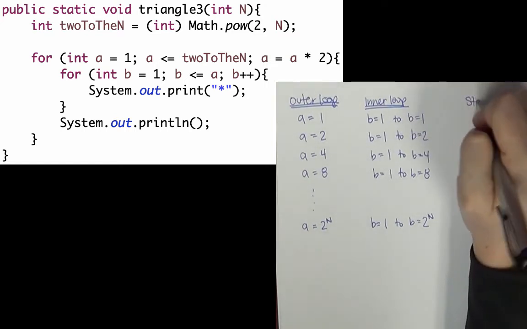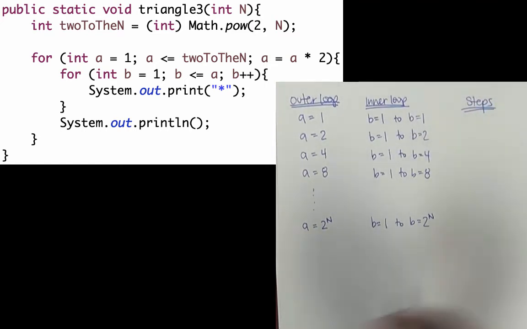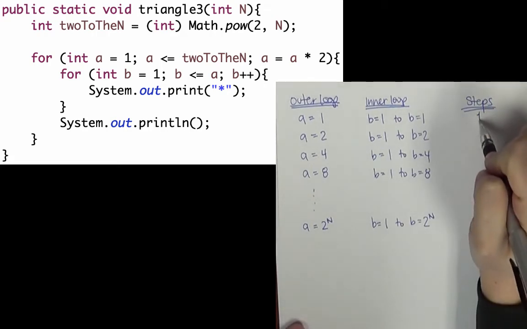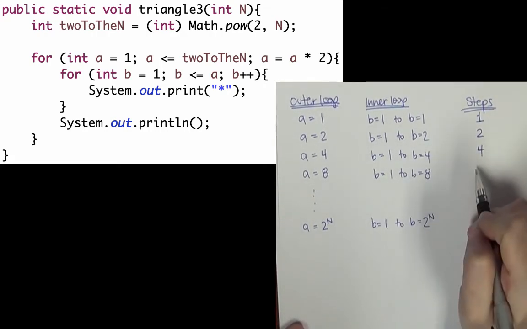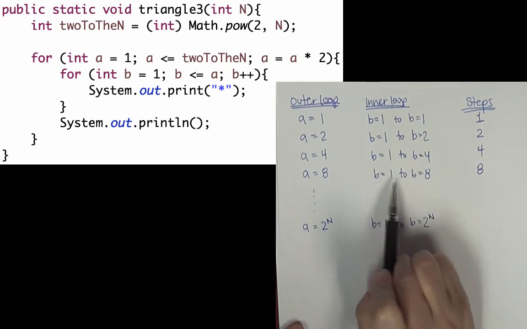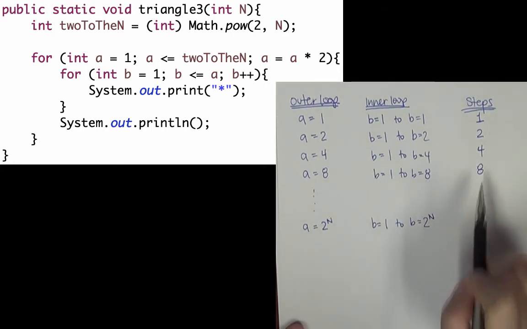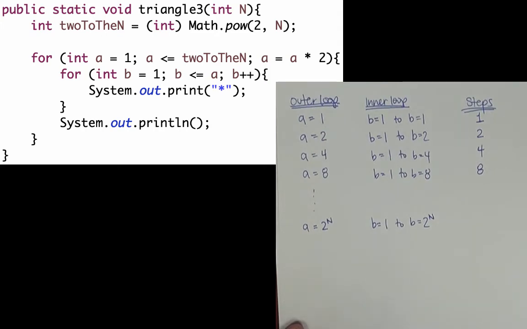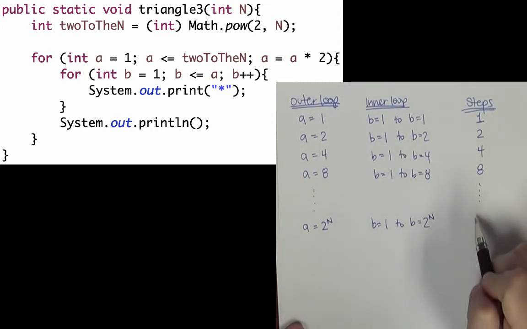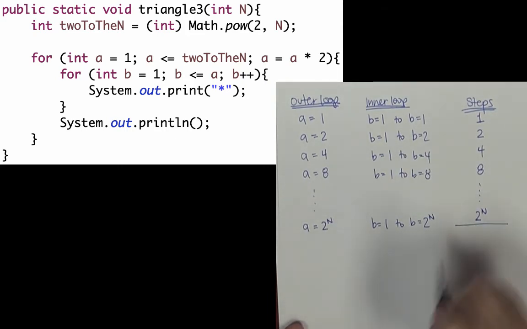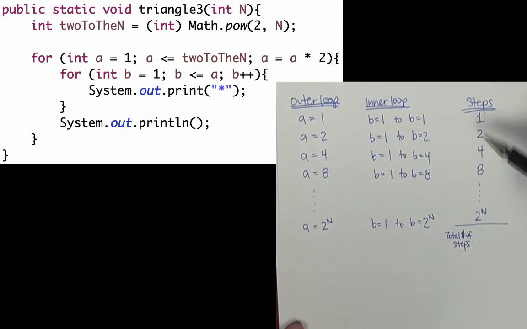So next, let me look at the number of steps in each of these rows. So here in my first row, it looks like 1 step, then 2 steps, then 4 steps, then 8 steps, again because b is just getting incremented, so we'll see 8 separate values, and that inner loop will be run 8 times. And then in my last one, we're going to get 2 to the n steps. I care about the total number of steps. And that total number of steps is just the sum of this right-hand column.